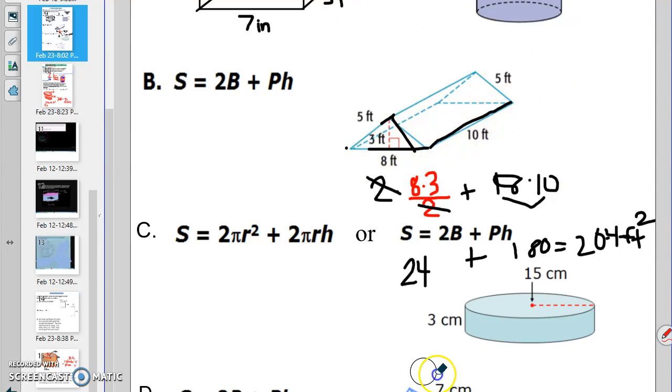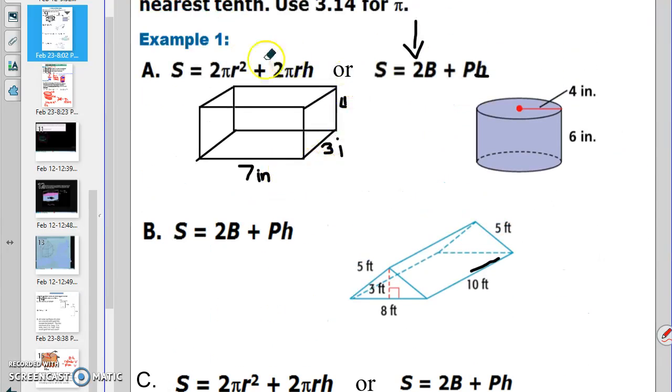Okay, last one is a rectangular prism. So that's this one here. I think I erased this. This is 4 inches. Okay, so for a rectangular prism, we can just say whatever is on the bottom is the base, because all the sides are rectangles. So I'm just going to say the bottom is 3 by 7.